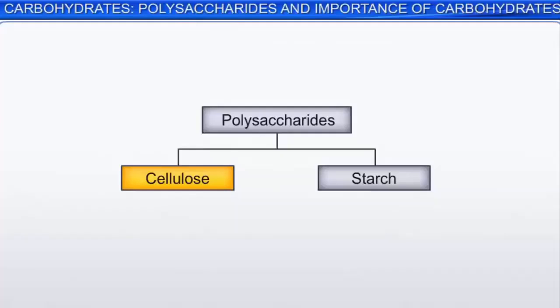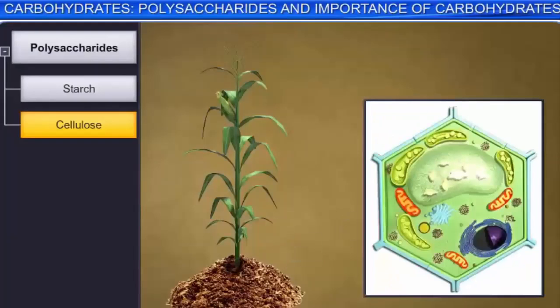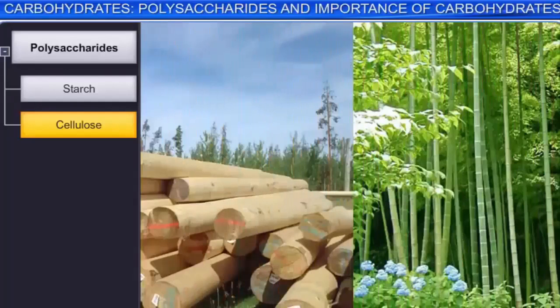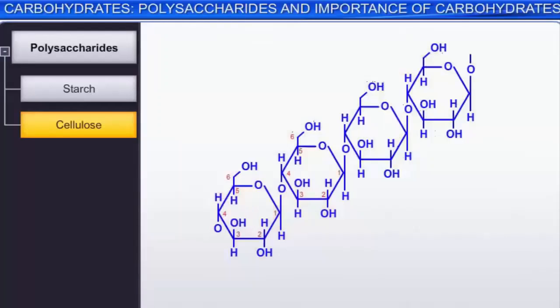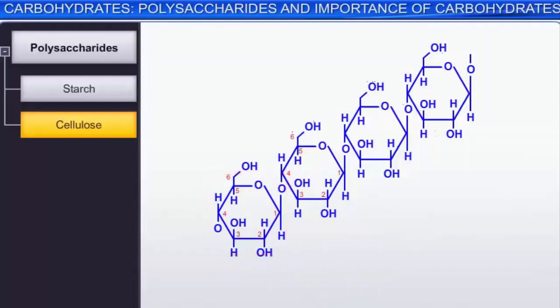Cellulose is another important polysaccharide. Found exclusively in plants, it is the most abundant of all carbohydrates. Cellulose is the chief structural material in plants. It is completely insoluble in water. Cellulose is a straight-chain polysaccharide. It is made up of chains of beta-D-glucose units. These beta-D-glucose units are joined by glycosidic linkages between the C1 of one glucose unit and the C4 of the next. These are also called beta-1,4 linkages.